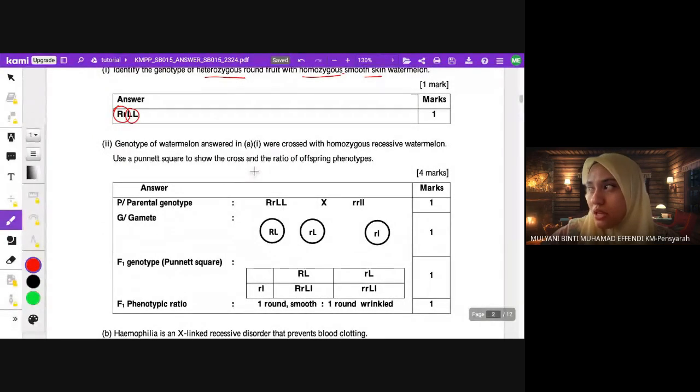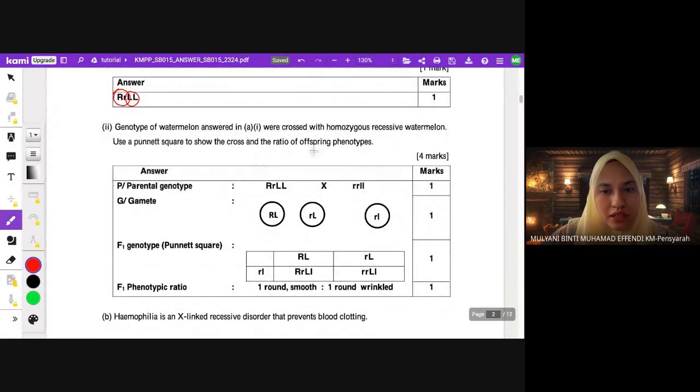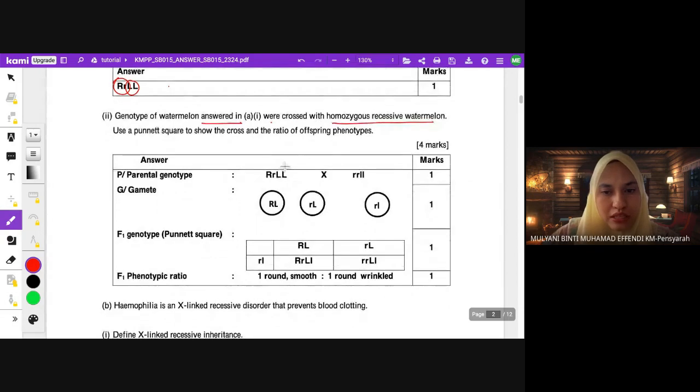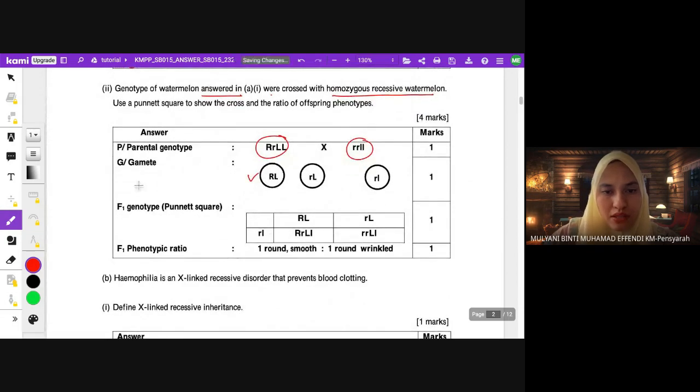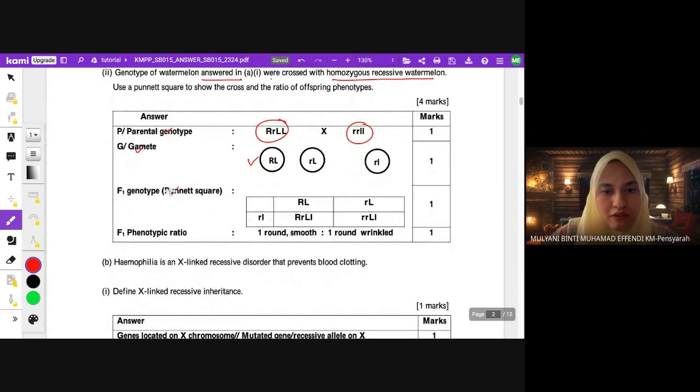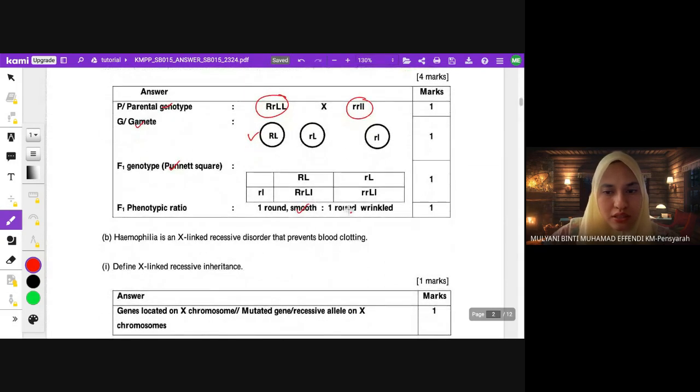Untuk next pula, dia kata kat sini genotype of watermelon answer di atas will cross with homozygous recessive watermelon. So yang ini kita akan crosskan dengan homozygous recessive dan akan dapatlah kamu keluarkan gamitnya. Jangan lupa label di tepi, dan F1 genotype-nya seperti yang tertera di sinilah. Okay, so ini phenotype dan ini genotype-nya.